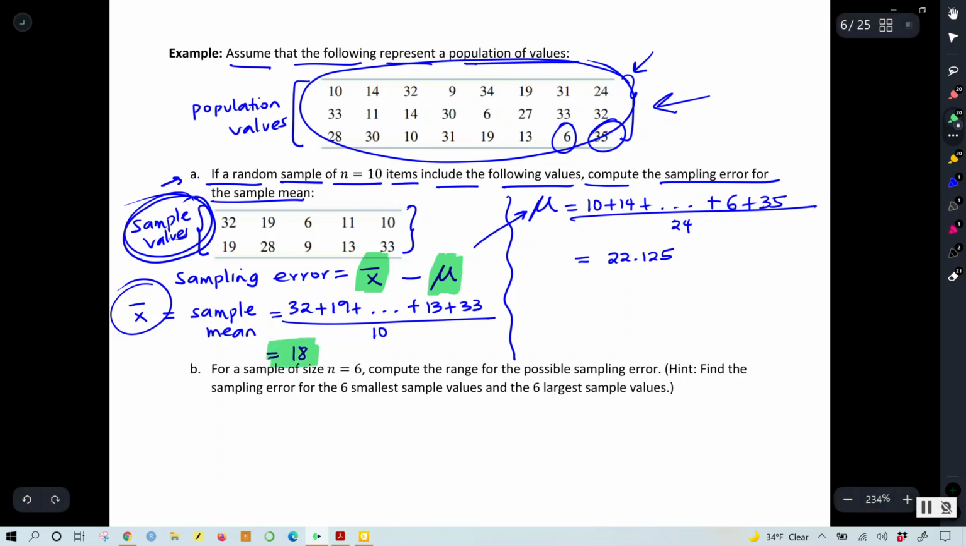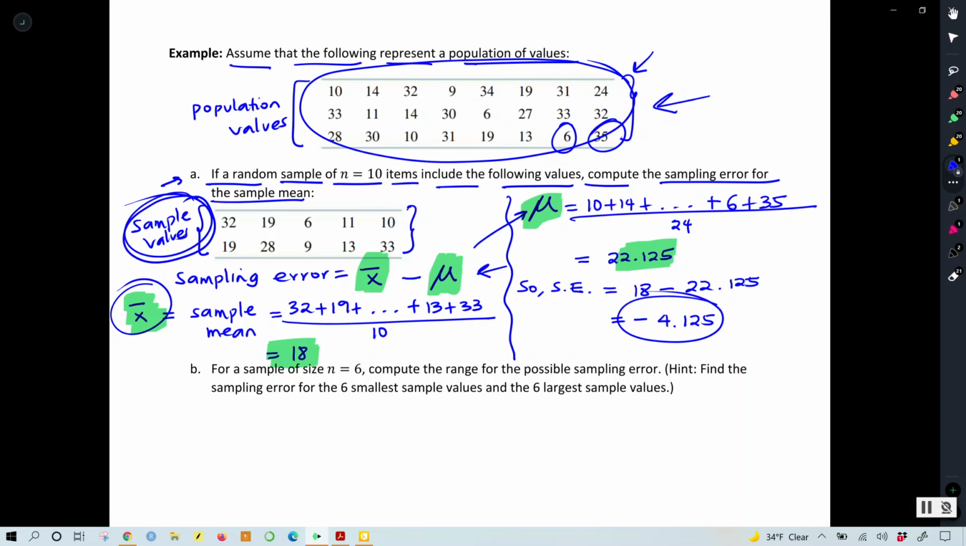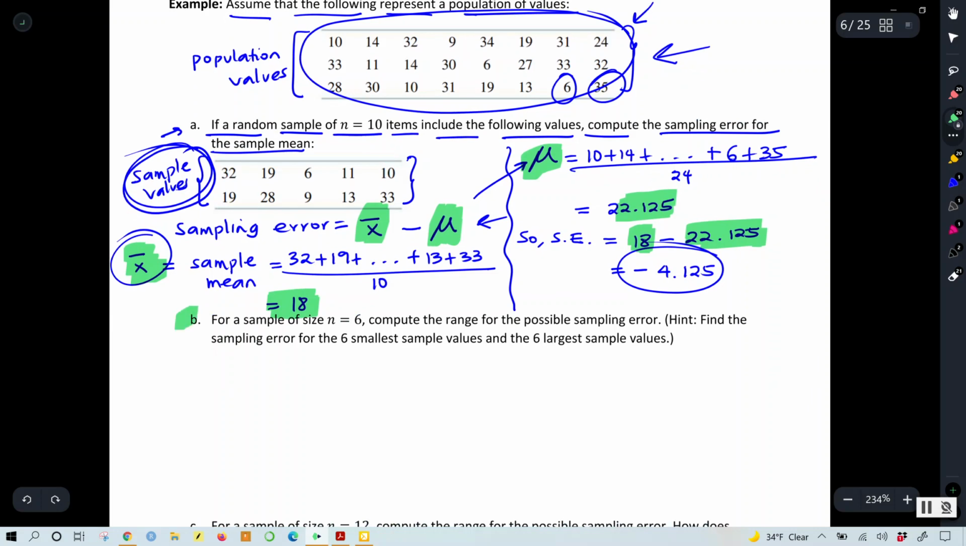Now I have the first ingredient on my recipe, and I have the second ingredient on my recipe. So I can throw them into the cooking pot, or the formula. So sampling error will be equal to 18 minus 22.125, and that is negative 4.125. Again, since this is a negative number, it means my estimate, my sample mean, was lesser than the actual population mean. With that said, we proceed to question B.